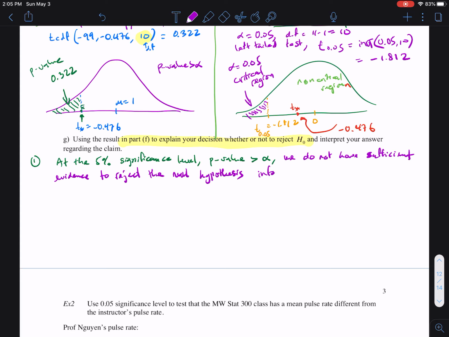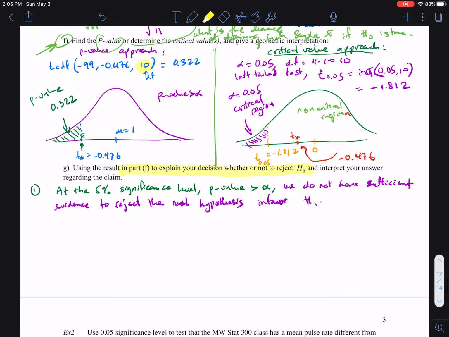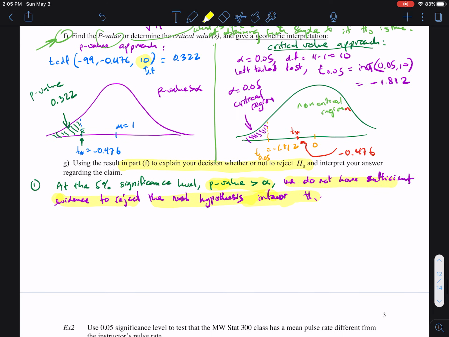in favor of the alternative. So this is saying that, hey, at the 5% significance level, we look at the sample data, assume that the null is true, and we find that the sample statistic is reasonably close to the null. The probability of that is about 32%. We don't have enough evidence at all to reject the null hypothesis, and we can't favor the alternative.